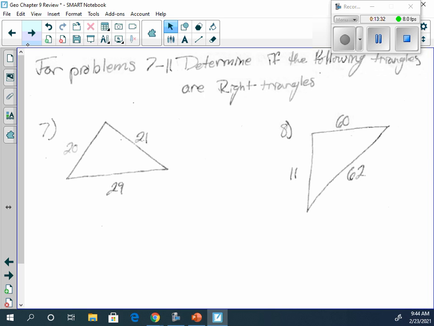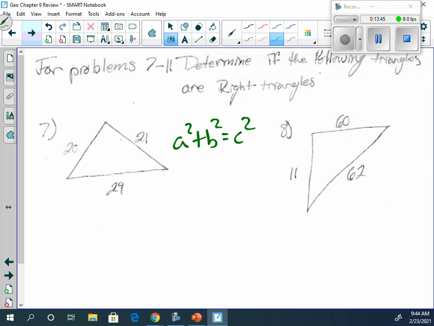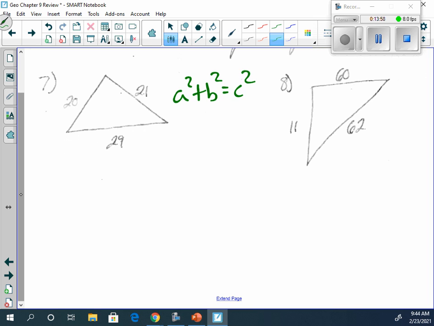Determine if the following triangles are right triangles. Well, this is going back to the Pythagorean theorem, because a squared plus b squared equals c squared is true if and only if it is a right triangle. So we look at number 7. C is always the hypotenuse. It is always the biggest side length. So for us here, 29 would be the hypotenuse because 29 is the longest side length.